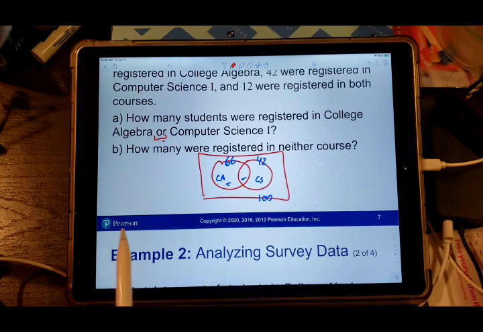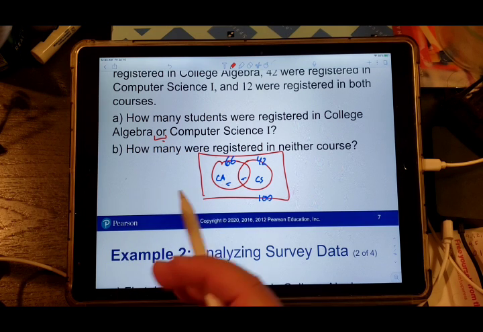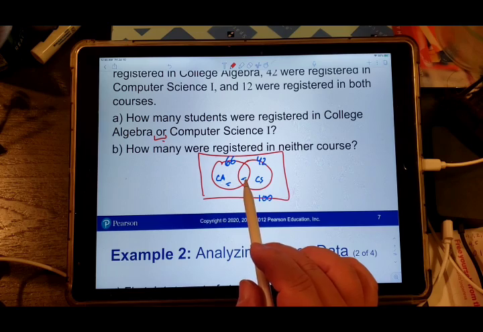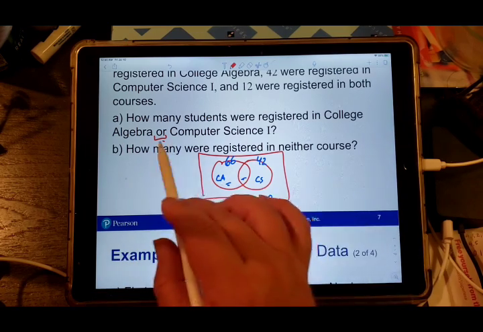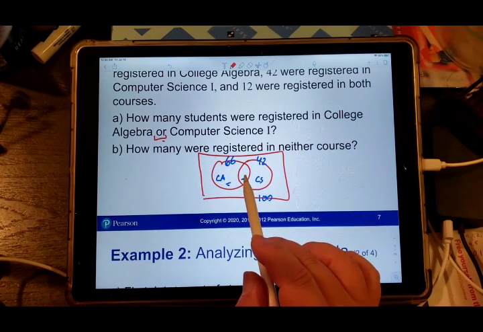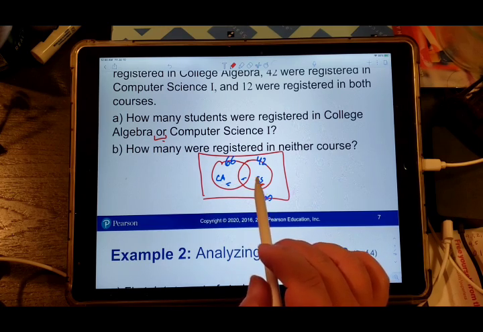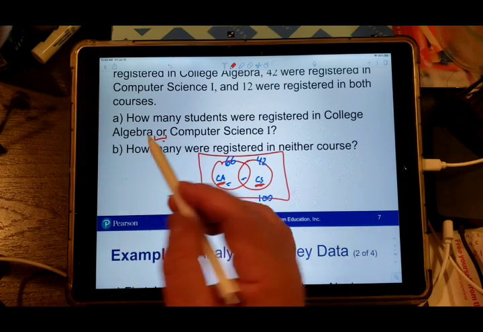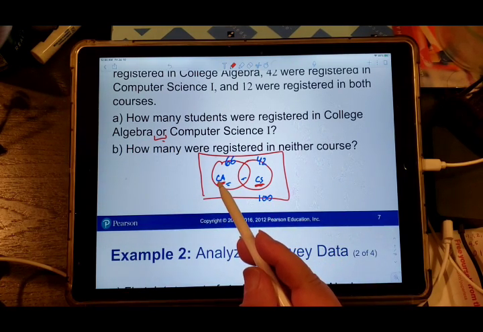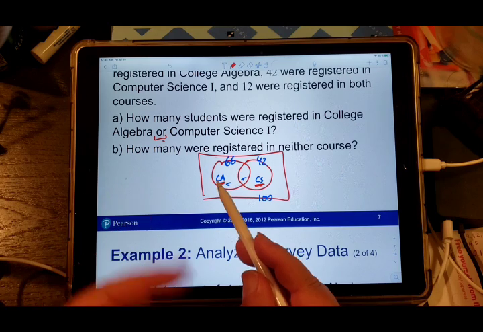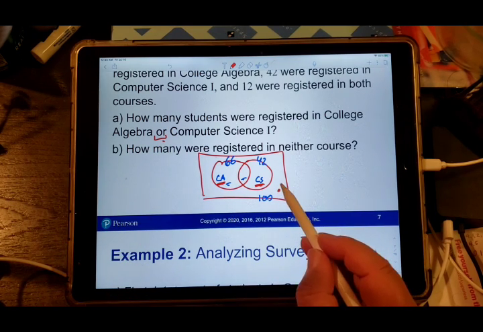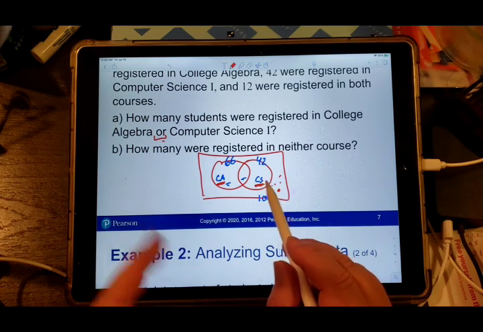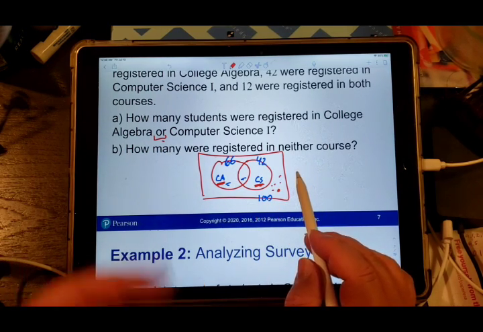All right, now I said that was a mathematical word. So what does that mean? It means if you pick a student and the student is registered in both, we would say, oh, you qualify, you're registered in college algebra or computer science. If a student is only registered in computer science, we'd say that was a success. If the student is only registered in college algebra, we'd say that's a success. The only students who would not be in this list would be the students who were somehow out here where they were in neither college algebra or computer science.